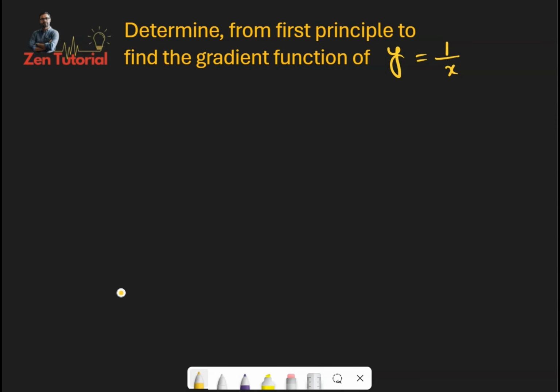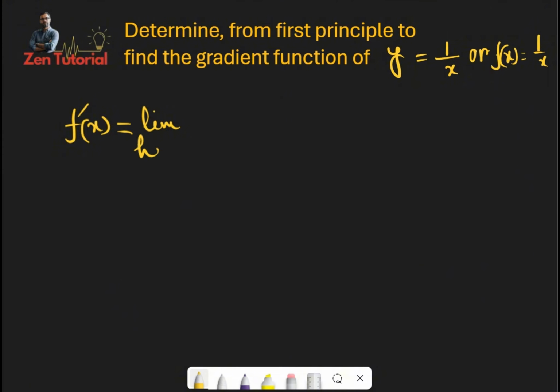In this problem, determine from the first principle the gradient function. So the gradient function y is equal to 1 by x, or this function can be written as f of x is equal to 1 by x. So y equal to 1 by x or f of x equal to 1 by x, the same meaning. So by using the first principle, we could write down the differentiation of this function.